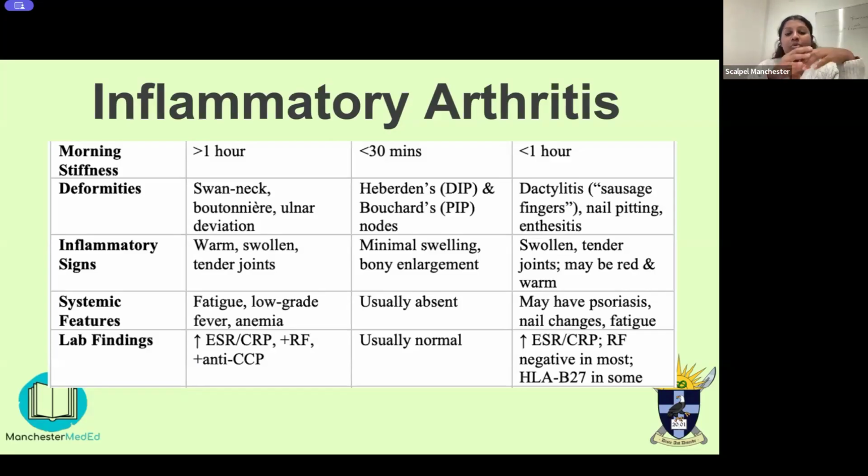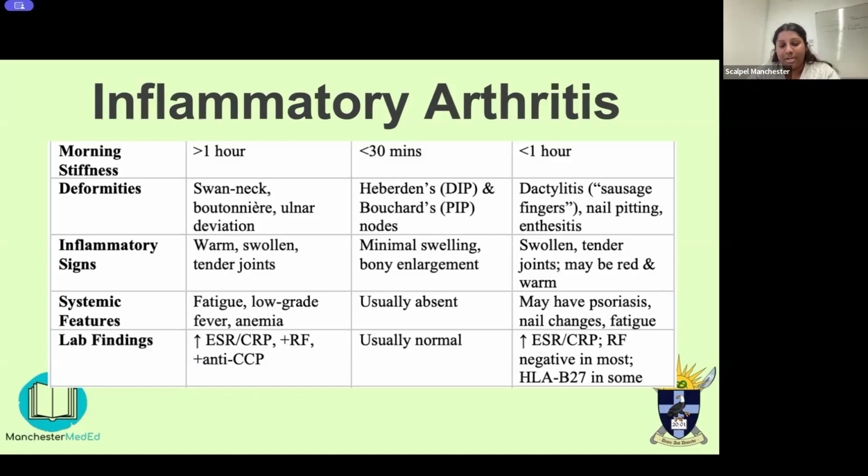Within rheumatoid, it's going to be warm, swollen, and tender joints. Because of that inflammation, especially when it's active, it'll be hot and swollen, and it'll be a boggy swelling as well. With osteoarthritis, again, it doesn't really affect the fingers, so just remember Heberden's and Bouchard's nodes.